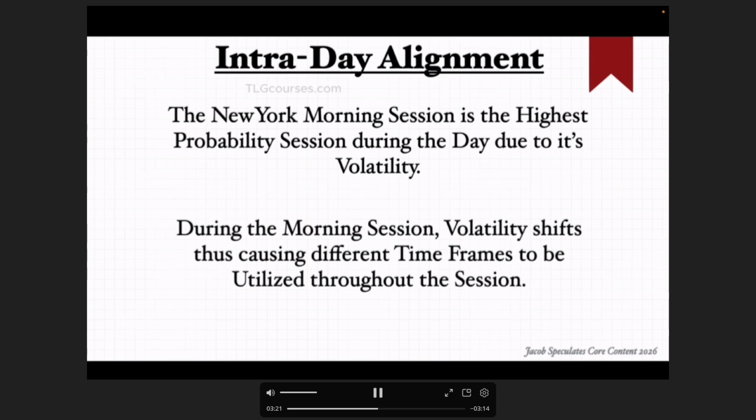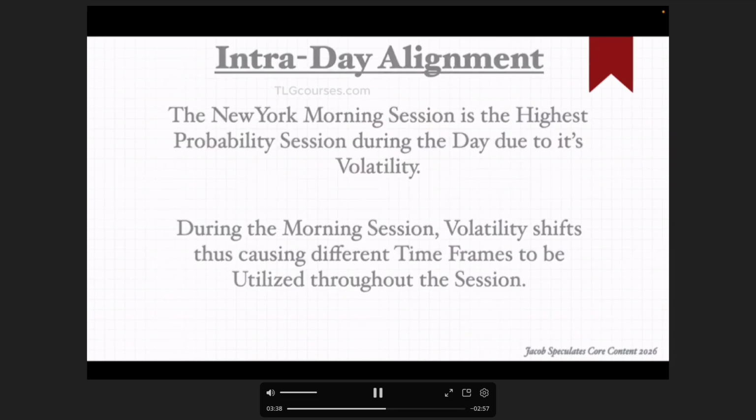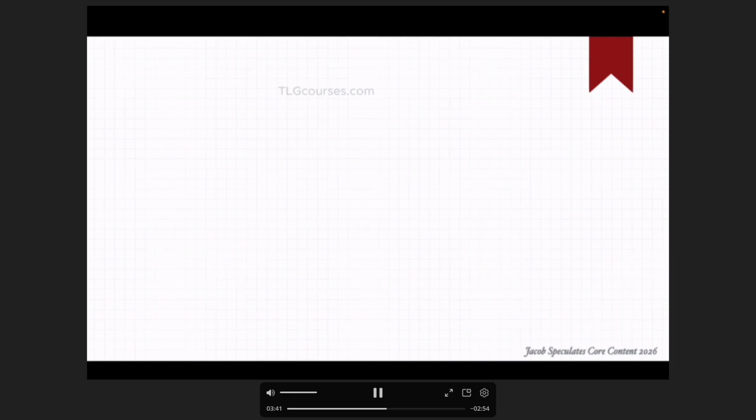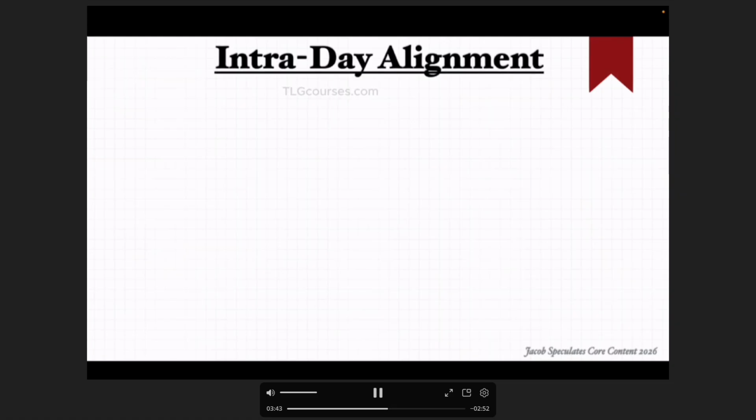But during the morning session, volatility shifts, thus causing different time frames to be utilized throughout the session. Just like there are different levels of volatility throughout the day, there are also different levels of volatility throughout the session. Keep in mind, everything is fractal, and properly utilizing this and understanding the alignment is going to be with this sequence right here. From 8:30 to 9 o'clock, and this is the morning in Eastern Standard Time, we only use Eastern Standard Time, we're going to use the 15-minute time frame.